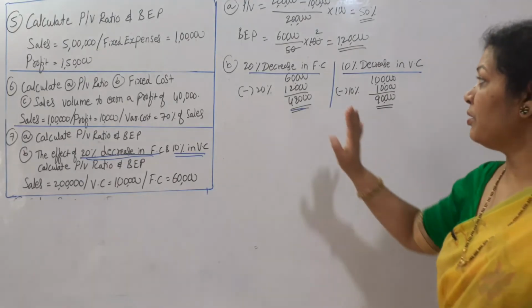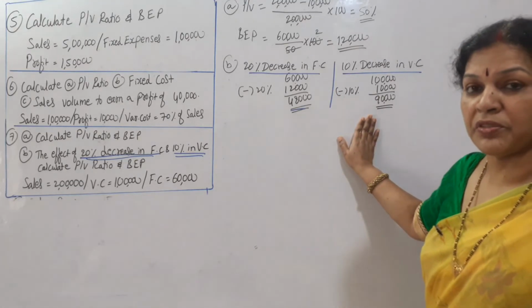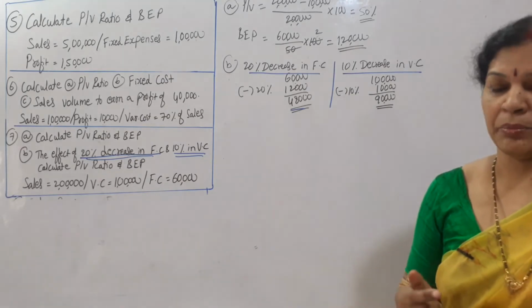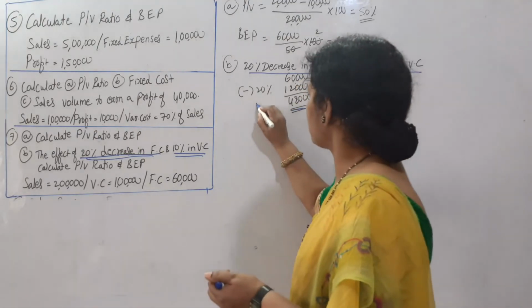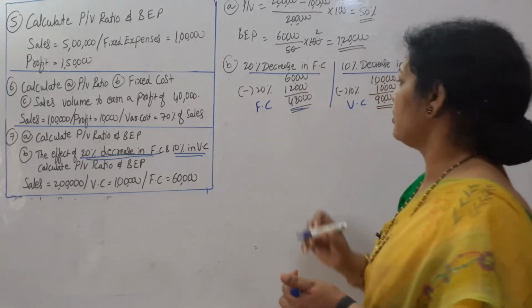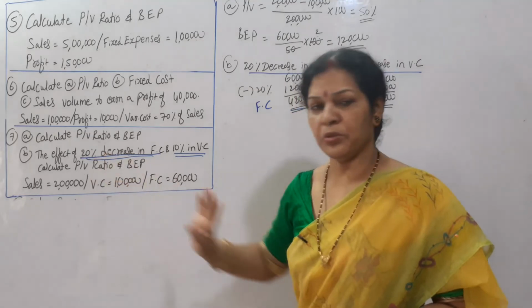When there is a decrease of fixed cost by 20% and a decrease of variable cost by 10%, then what would be the PV ratio and break even point? According to this we have to take: fixed cost is 48,000, variable cost is 90,000. Sales are the same as usual, 2 lakh.